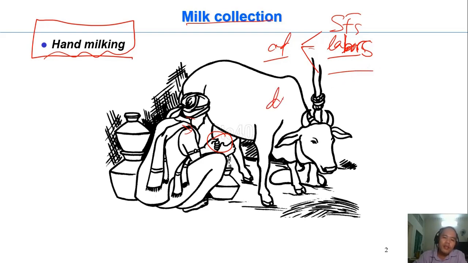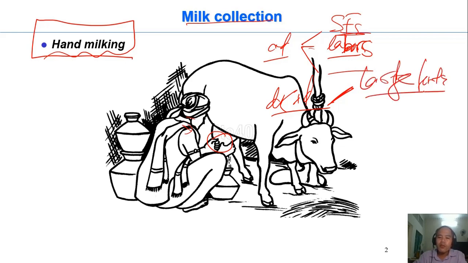But what are the disadvantages? The disadvantage is that this method is actually not suitable for a large farm. For a large farm of, for example, several hundred cows, a thousand cows, and so on, this method is not relevant and not suitable.